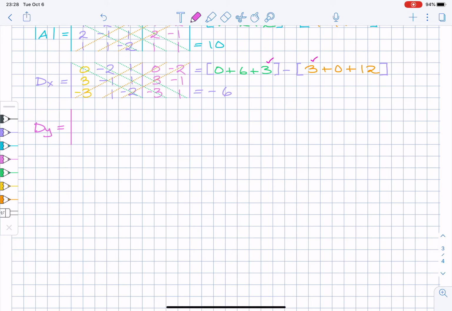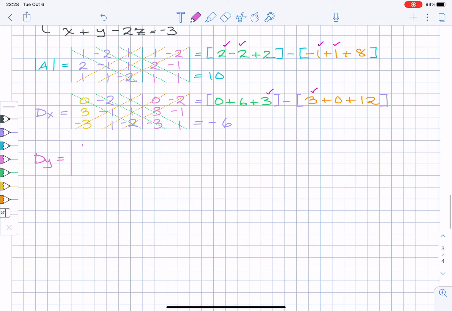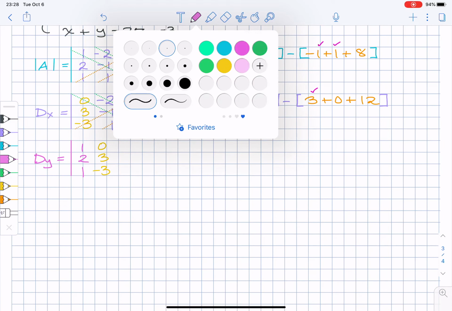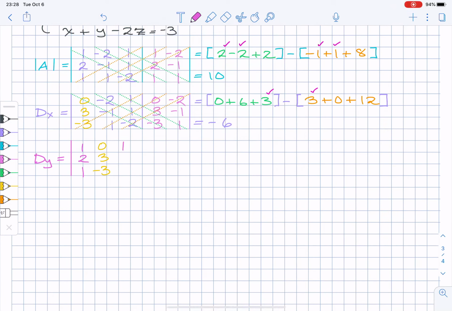So now the x column is going to be the same, 1, 2, 1. But it's the y column that's going to change out this time. So the y column is going to become 0, 3, negative 3. Hot pink. Then 1, 1, negative 2. Augment. I'll just use purple on the other side this time. Or actually blue. So 1, 2, 1. And 0, 3, negative 3.